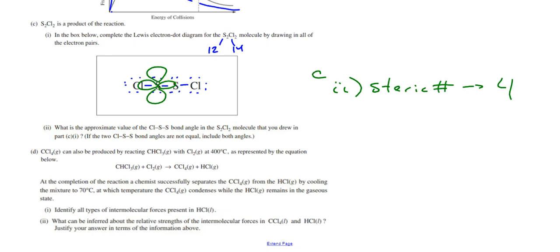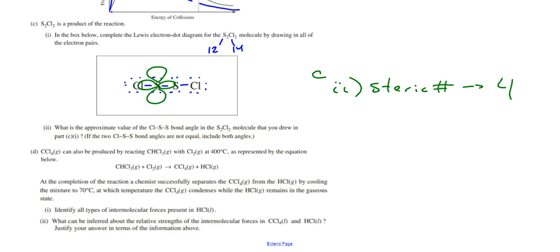It's a steric number of 4. So what does 4 mean? If you went parent geometry and your brain went to that, you would have said tetrahedral, right? You didn't ask for a name of shape, I don't think. What is tetrahedral's angle? 109.5, right? You would have gotten it right.